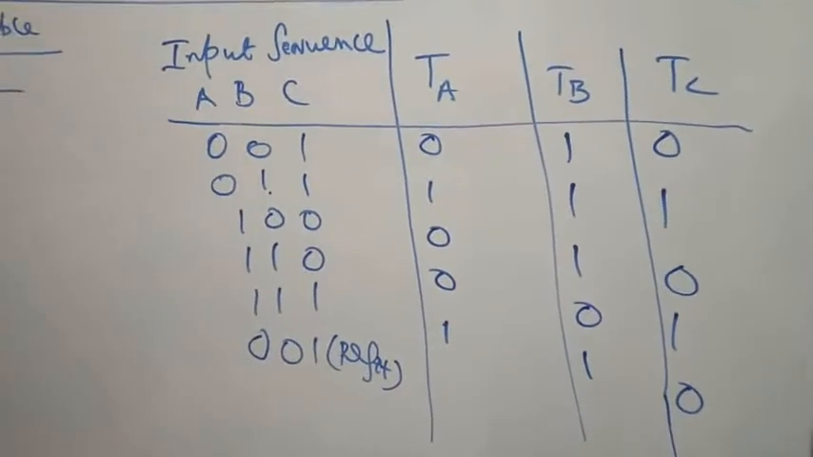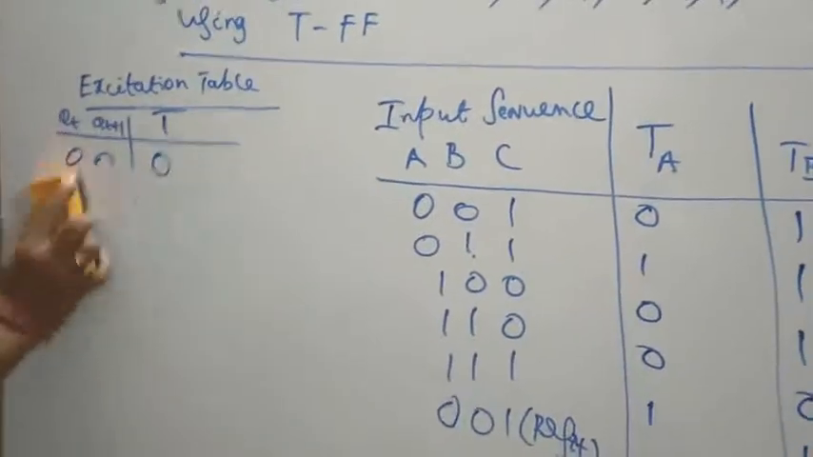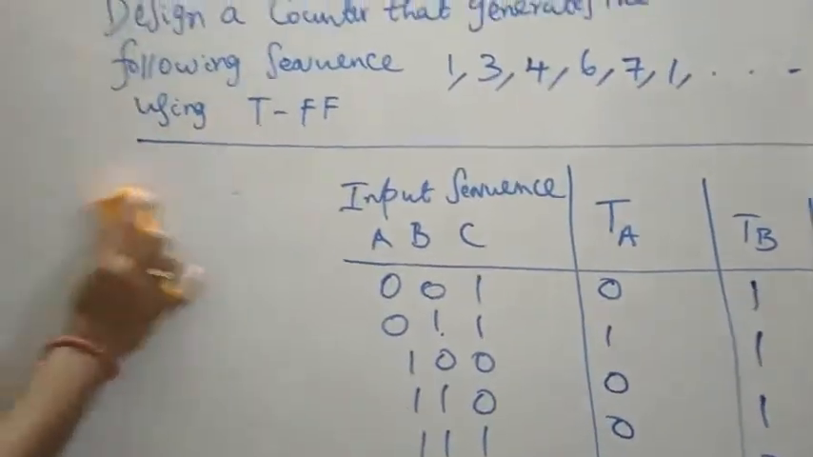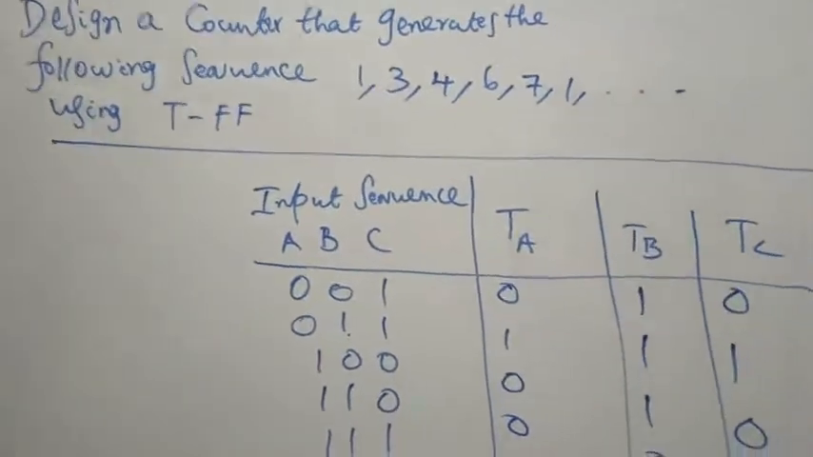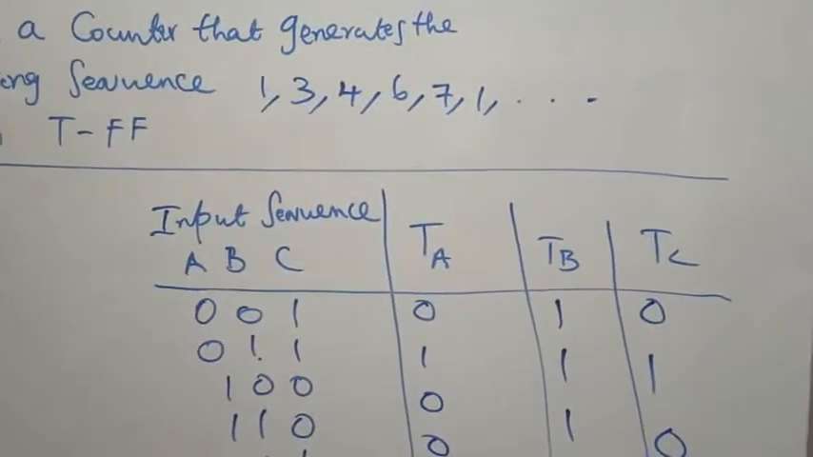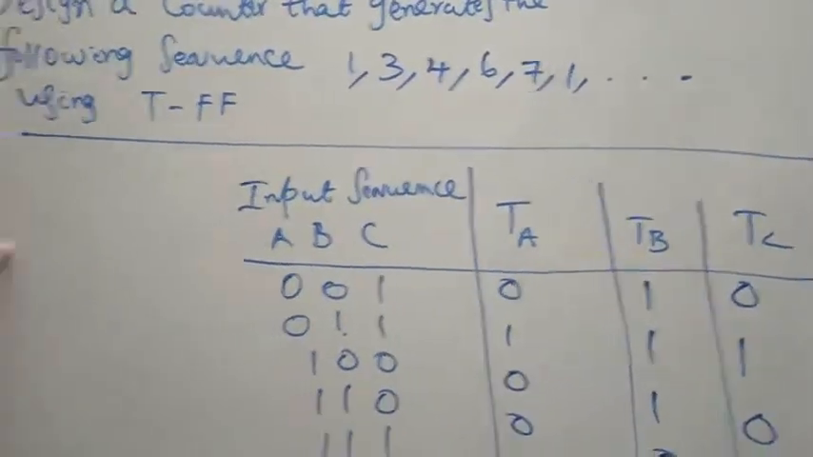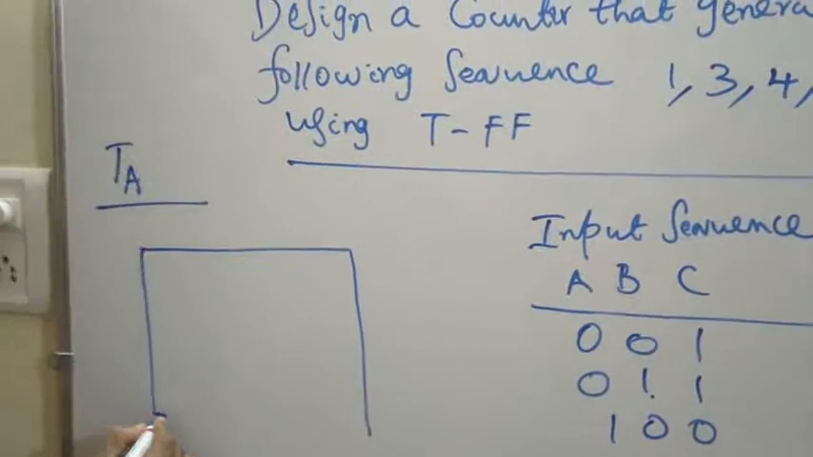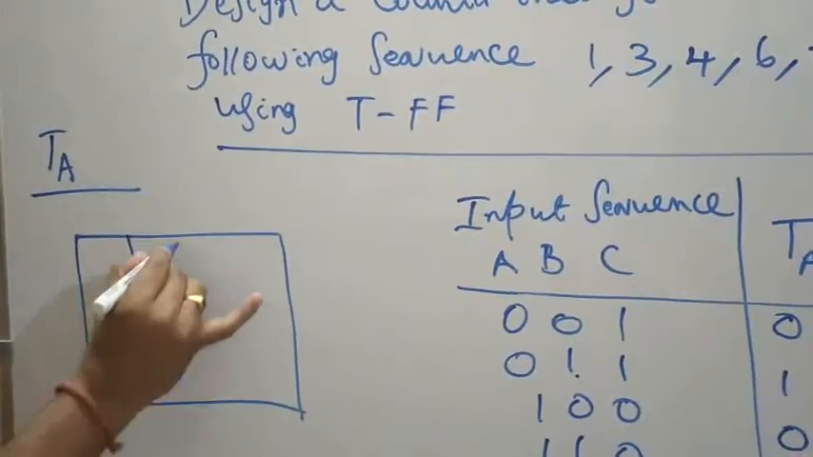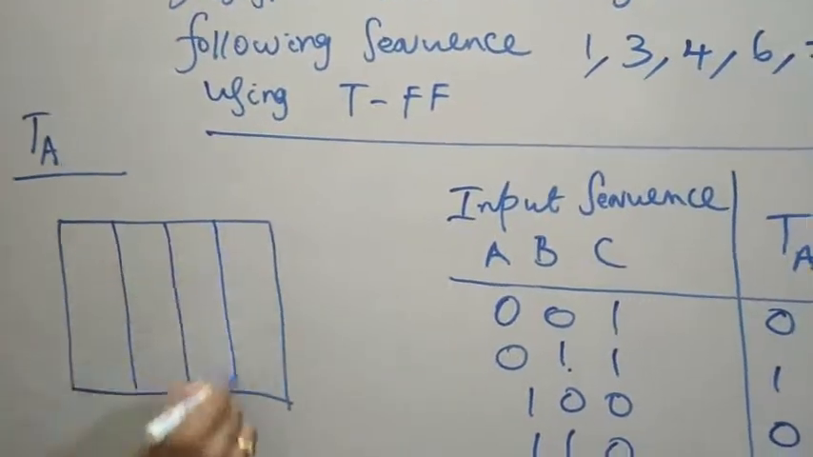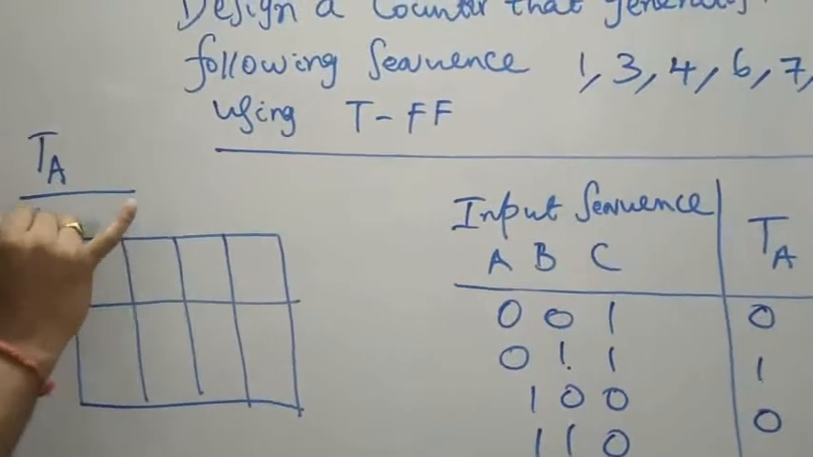What is the next step? We need to construct the K-map for each flip-flop input, first for TA. So 3 bits, obviously we are going to use a 3 variable K-map. 3 variables means how many cells will be there in the K-map? 8 cells, right? A, B, C.